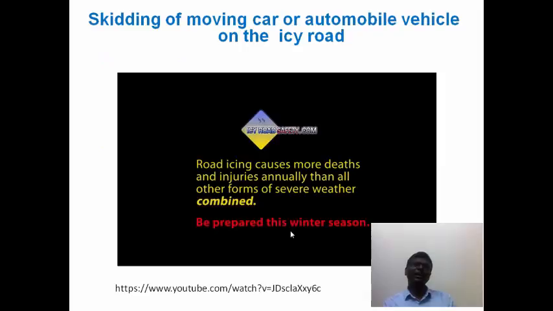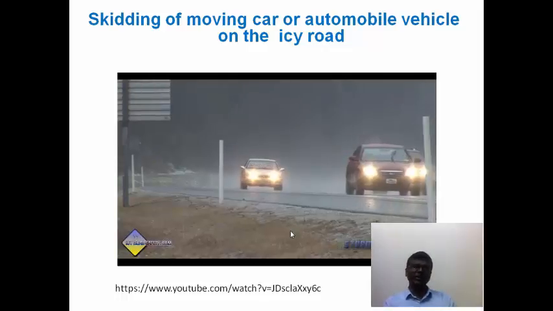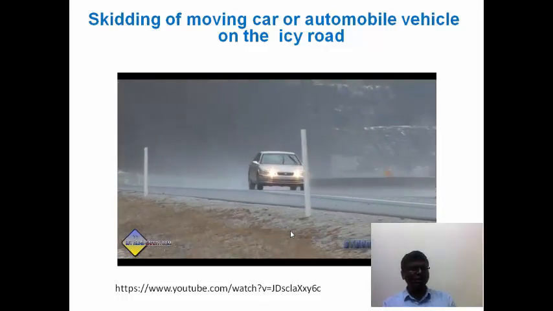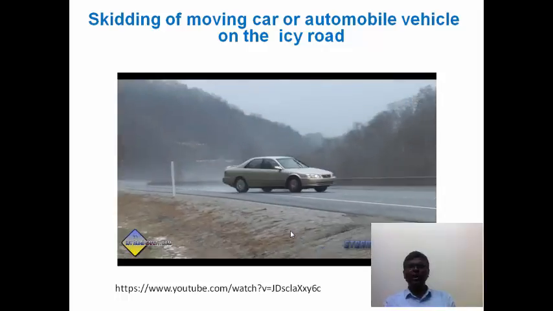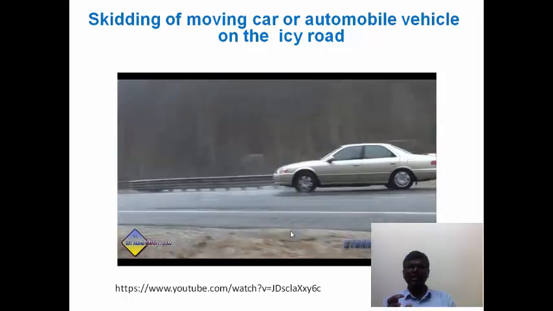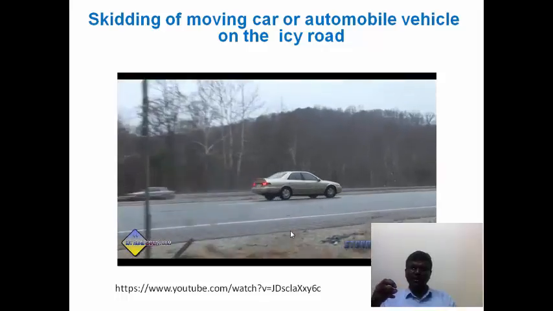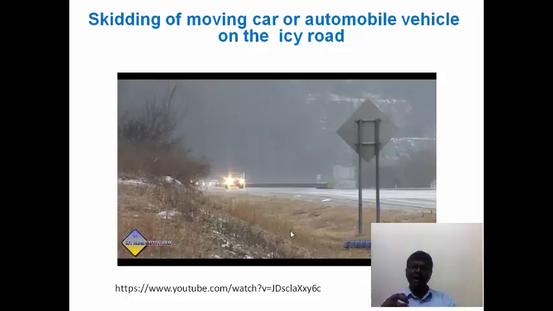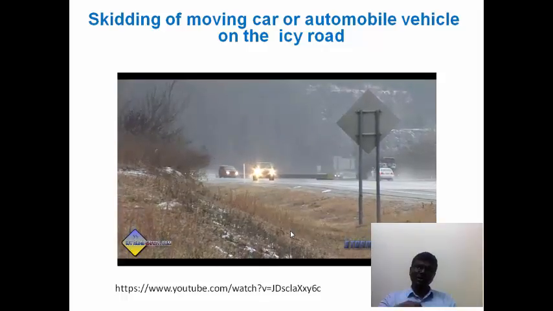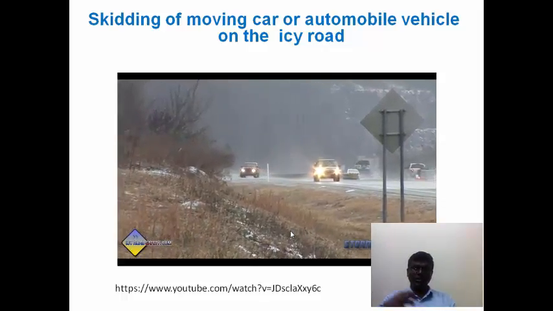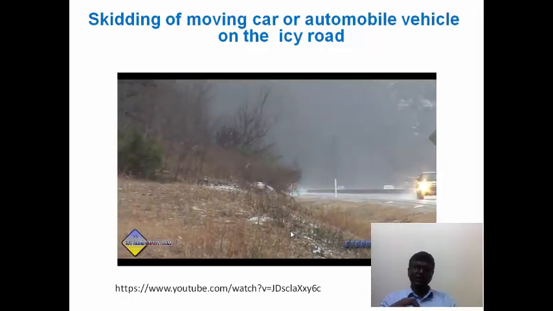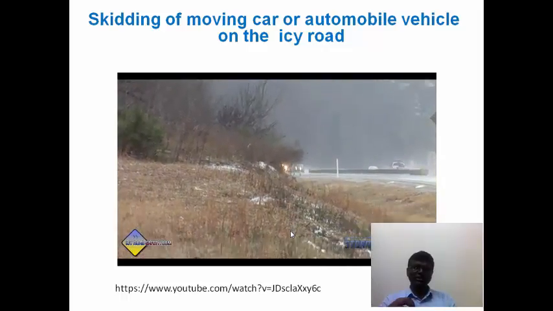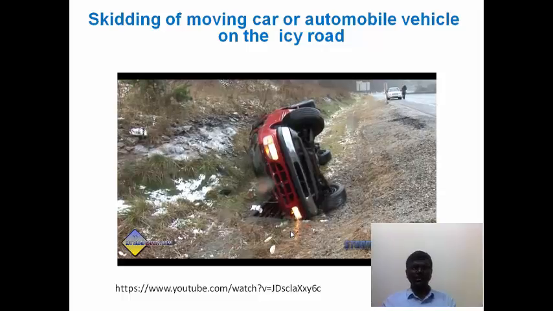For example, a real life issue is the skidding of a moving car, an automobile vehicle, on an icy road. This happens in the winter season, not in Western Malaysia. In fact, if you look at this video, you see the car spinning and skidding because of the icy road. The very reason behind this is the low friction between the tire and the road. The lubricated surface gives a low friction, so therefore the vehicle skids and creates a lot of accidents.